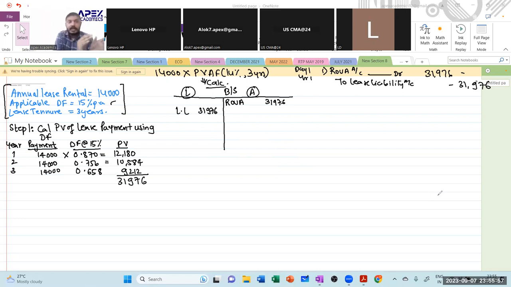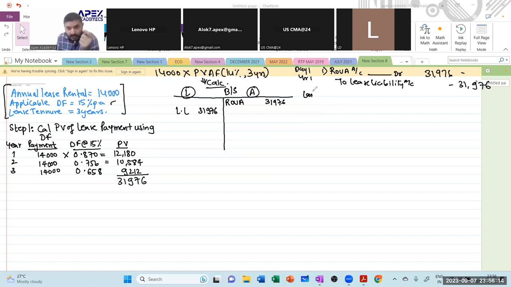Now in the lessor's books, on the asset side, you will find the machine. And in the lessee's books, you will find the right of use asset. Different assets. It's a brilliant doubt. Is it clarified? Yes, sir. I'll go ahead now. Thank you.